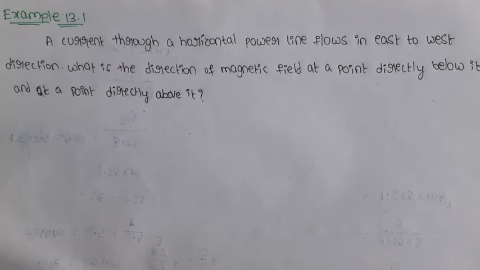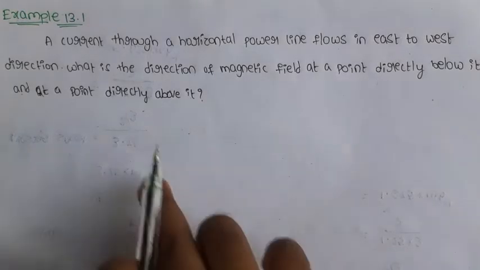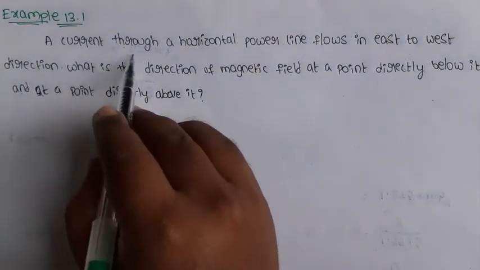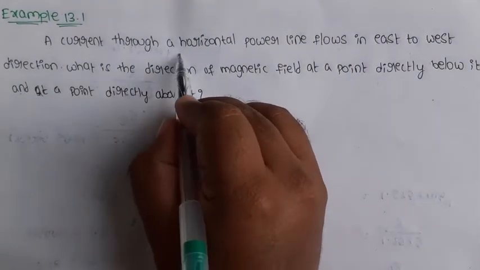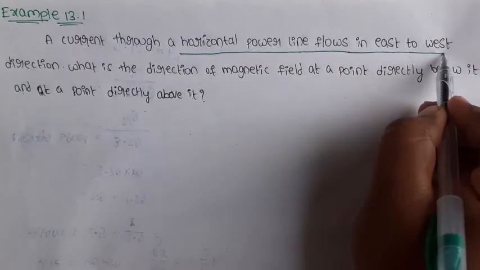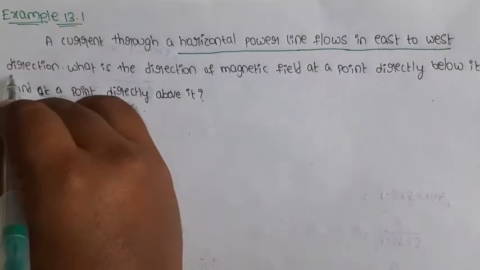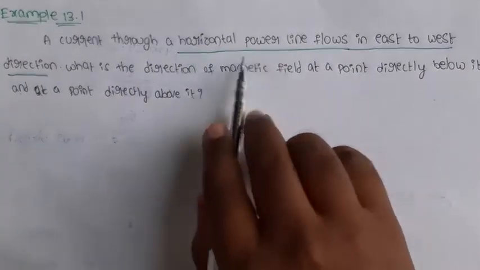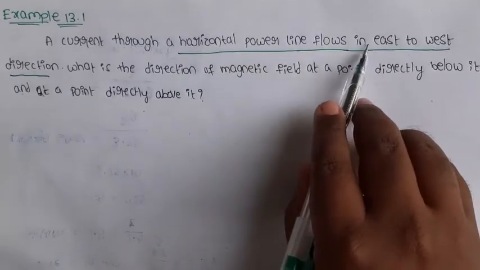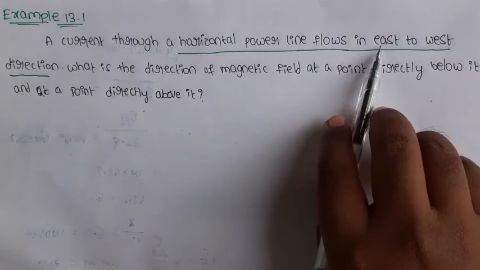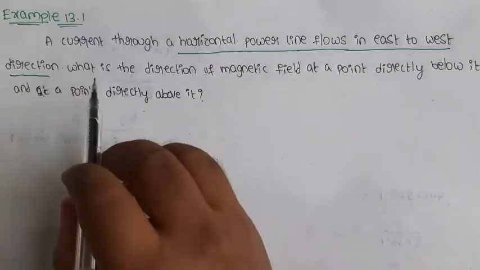Hello students, see NCERT textbook example problem 13.1. A current through a horizontal power line flows in east to west direction. Okay, a horizontal power line. In this power line, current is flowing in east to west direction. So current direction is east to west.